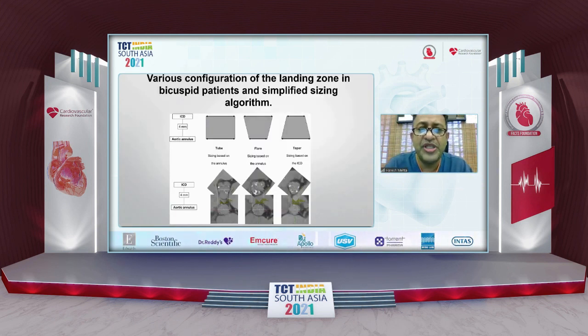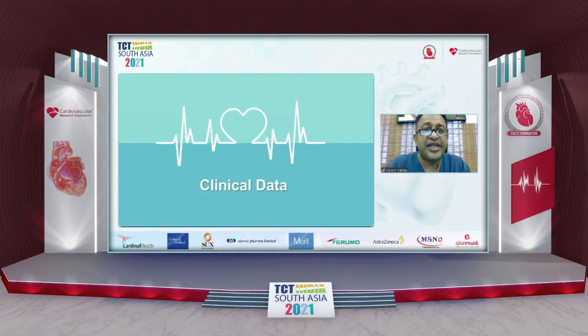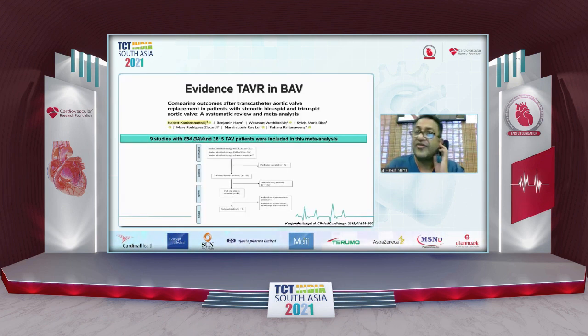So if it's a tube, generally we size on the annulus. If it is flare, we size on the annulus. If it's taper, then we size on the intercommissural distance. Data is very clear evidence of TAVR and BAV.